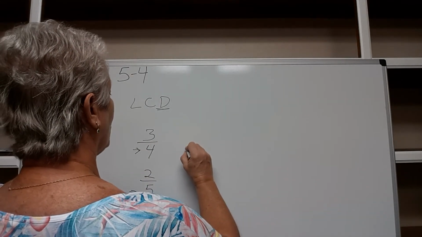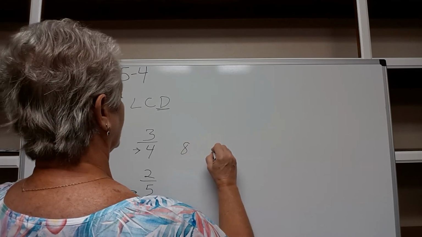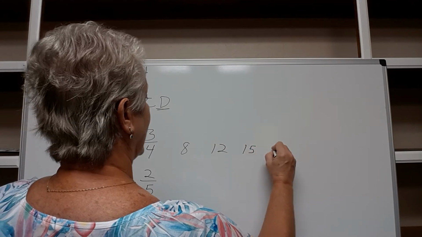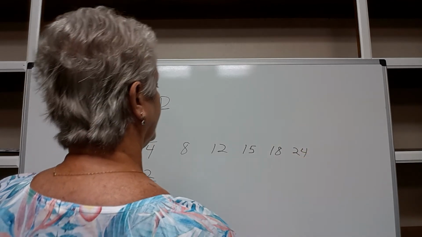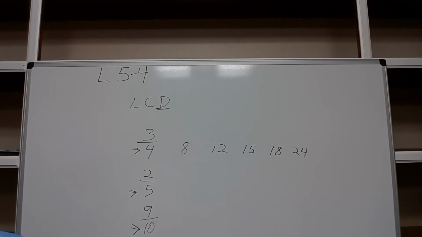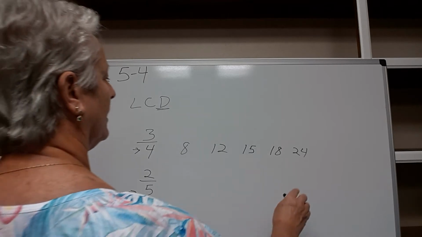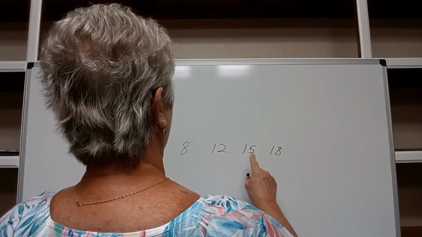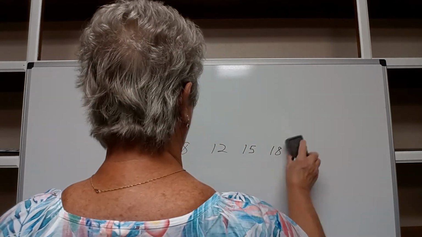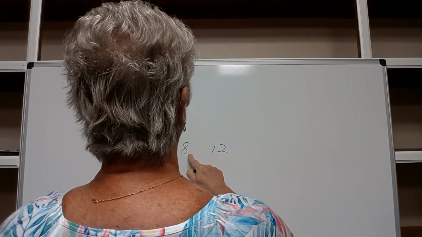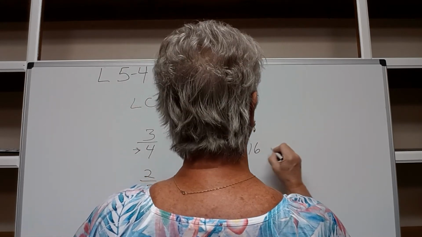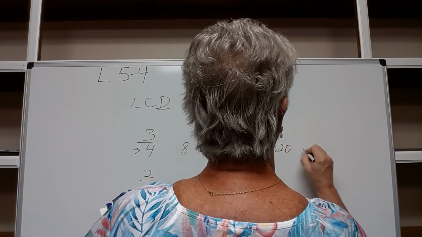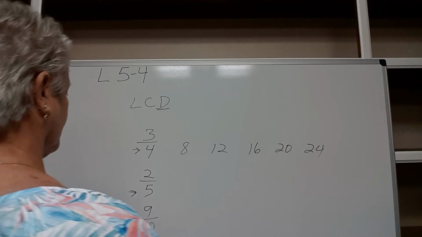The multiples of 4: 4, 8, 12, 16, 20, 24. Sorry, I am not doing this right. 3 times 4 is 12. 4 times 4 is 16. 5 times 4 is 20. 6 times 4 is 24. Sorry, students. I don't remember my multiplication tables.